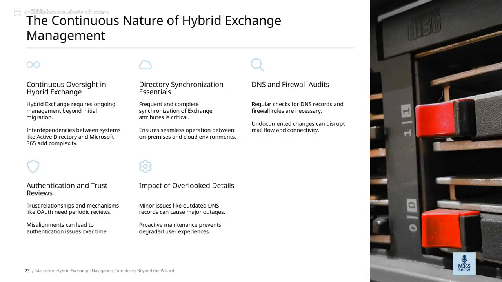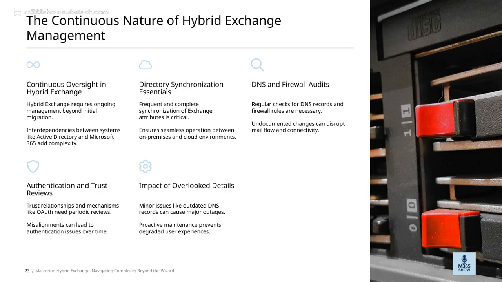Now, let's talk about the continuous nature of hybrid exchange management. It's important to understand that even minor issues, like outdated DNS records, can lead to significant outages. That's why proactive maintenance is so vital. It helps us prevent degraded user experiences before they happen. Next, we need to pay attention to the impact of overlooked details.